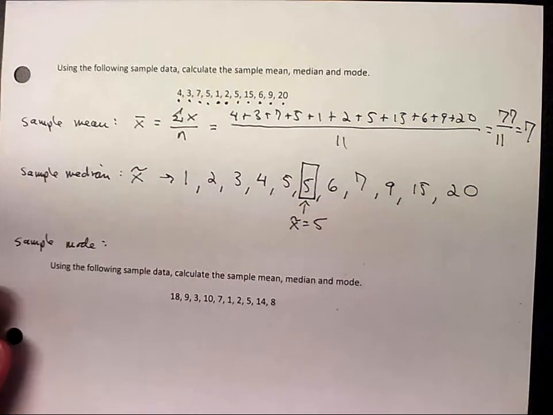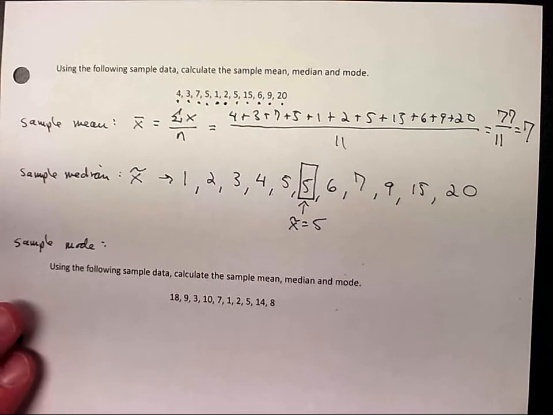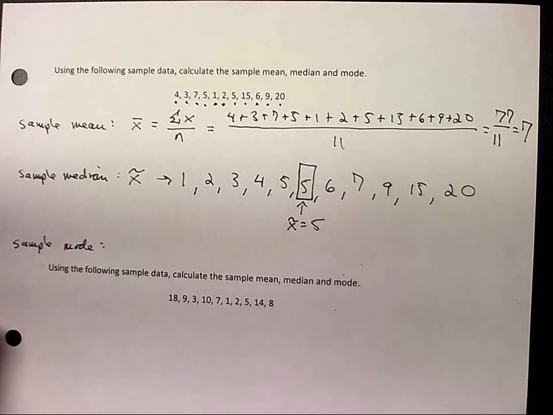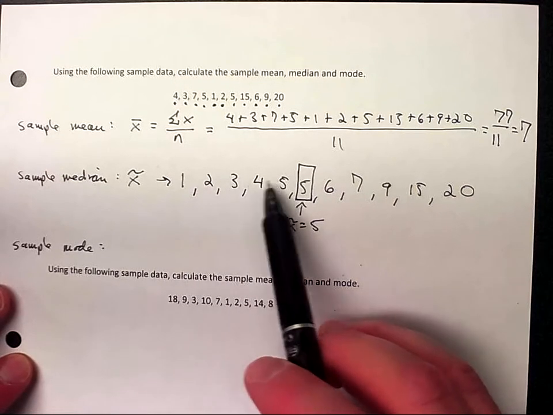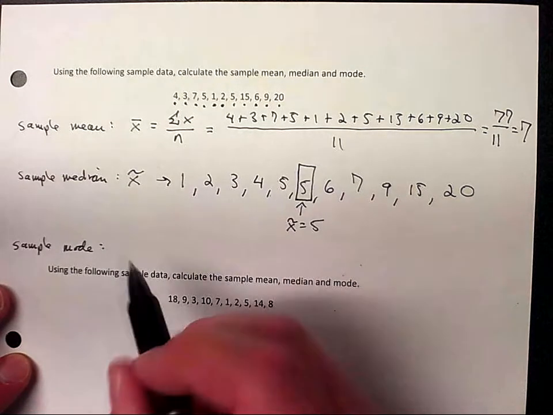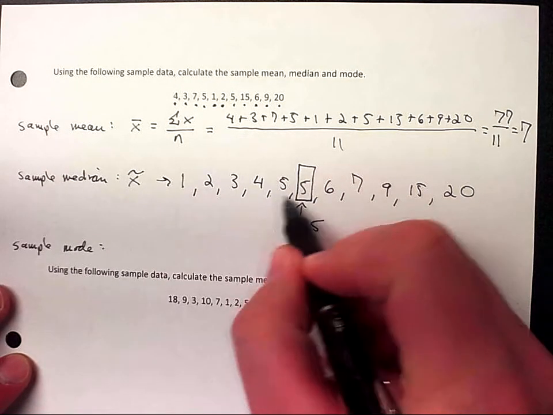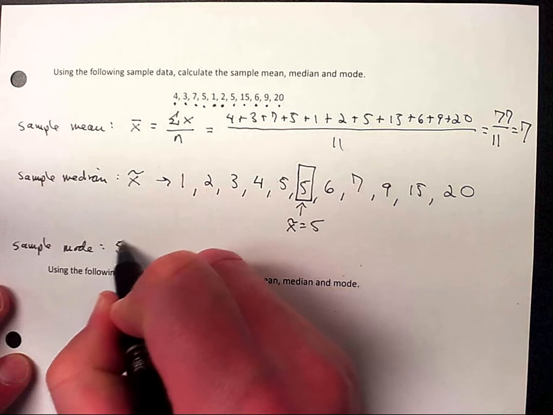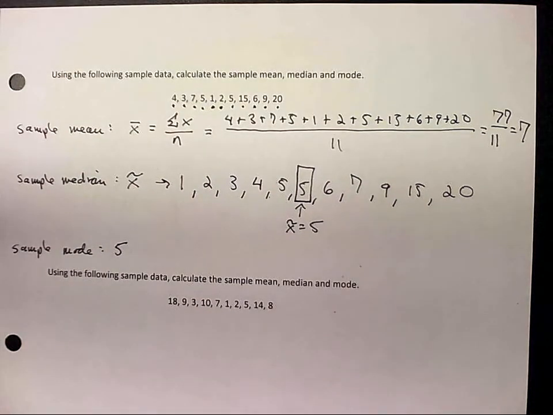But whenever we're looking for the sample mode, what are we looking for? The most frequently occurring value. So in this data set right here, what is the most frequently occurring value? 5. All other values only occur once, except for 5, which occurs twice. So therefore the sample mode is equal to the number 5. Everybody good with this so far?